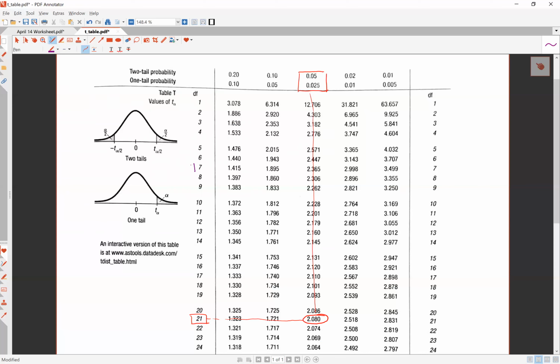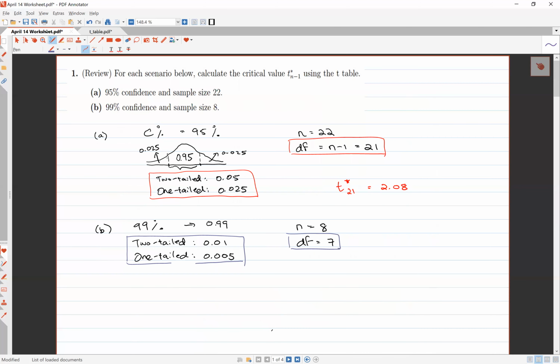So 7 degrees of freedom and two-tailed 0.01. So let's just find the value in that row and column, 3.499. So in this case, t star with 7 degrees of freedom will be 3.499. So that's how we find the t star value.